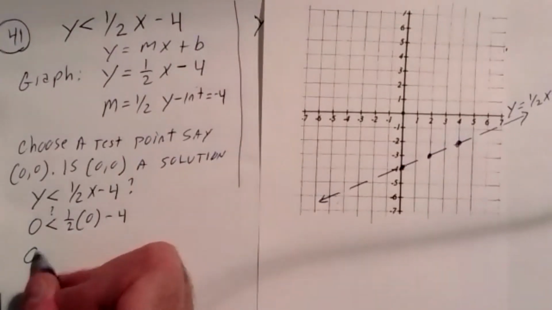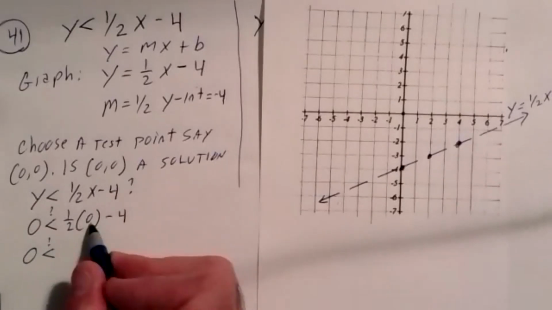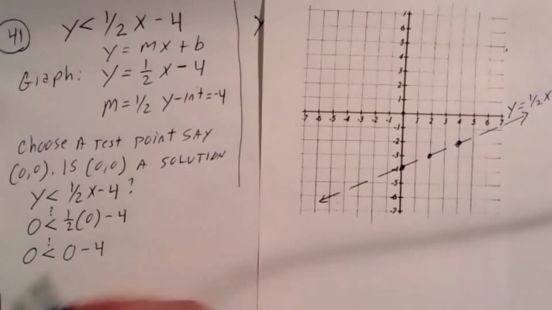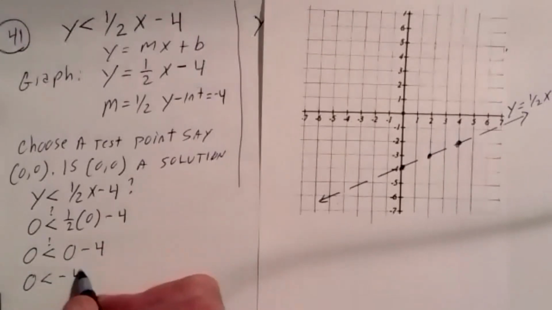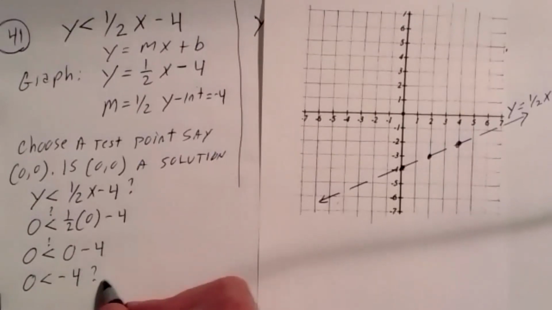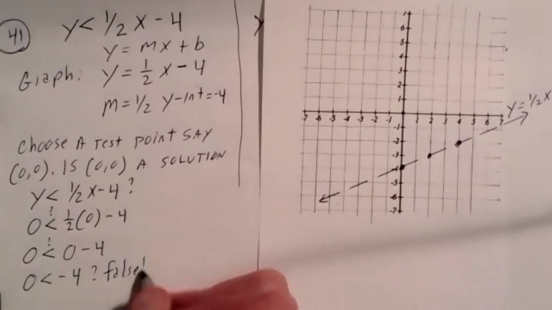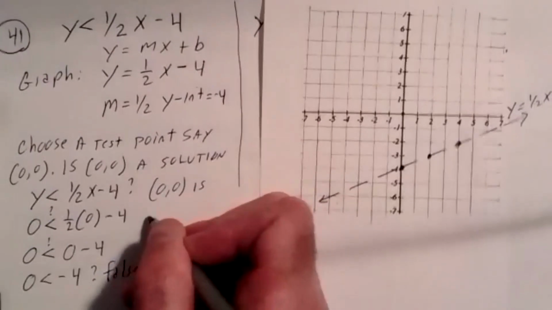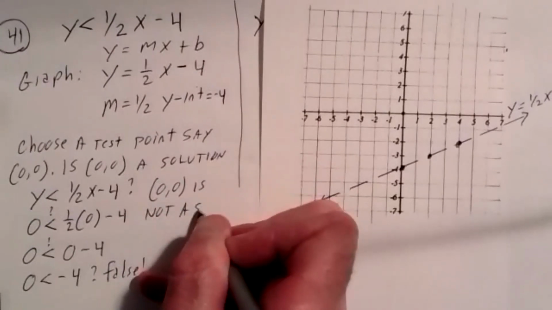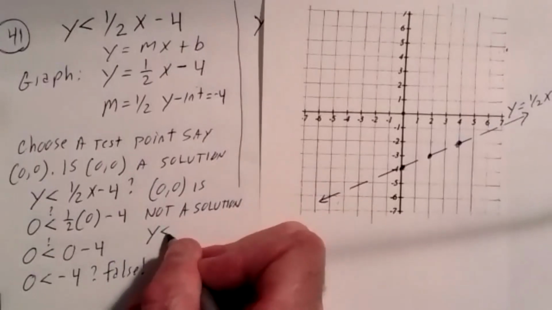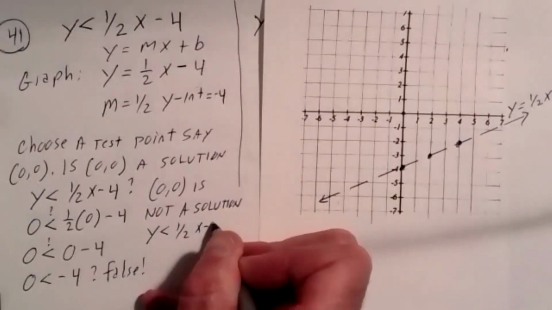Is this true? Is 0 less than 1/2 times 0 is 0? Is 0 less than 0 minus 4? Is 0 less than -4? Is that true or false? What do you think? False. So therefore, we've discovered that 0, 0 is not a solution. It's not a solution of y less than 1/2 x minus 4.